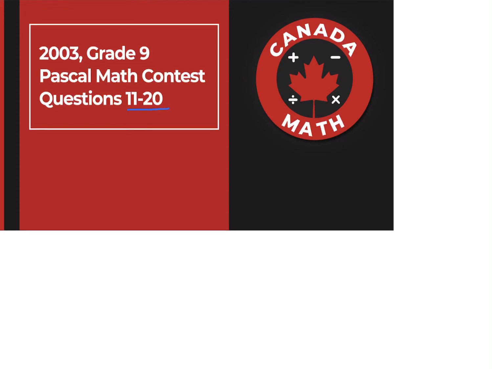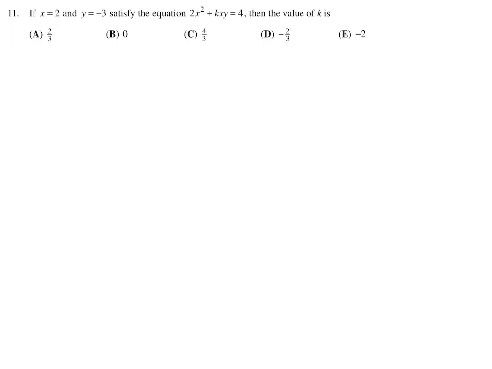Questions 11 through 20 on the 2003 Grade 9 Pascal Math Contest. If x equals 2 and y equals -3 satisfy the equation 2x squared plus kxy equals 4, then the value of k is. So we have 2x squared plus kxy is equal to 4.